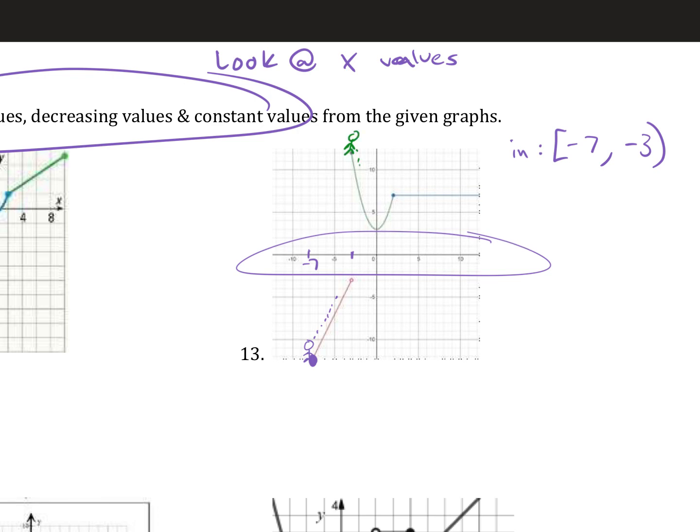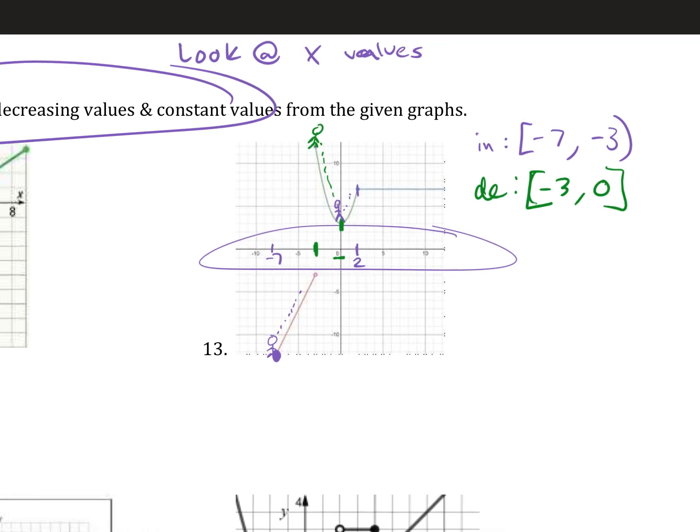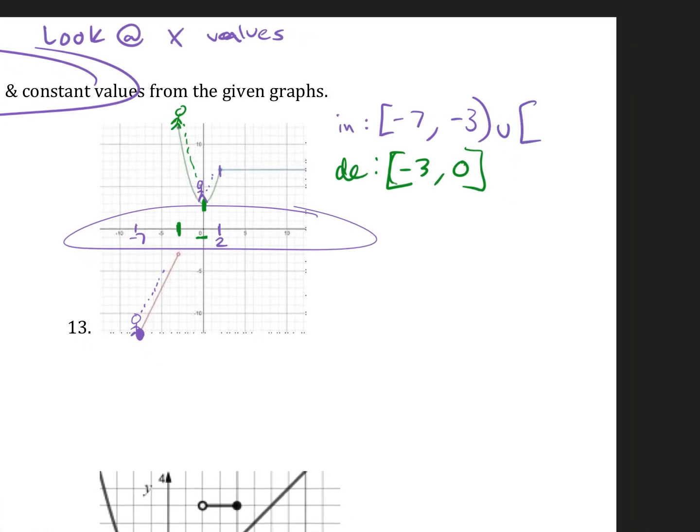Here, would I be walking uphill or downhill? Downhill, so I'm decreasing from -3 to, where do I stop decreasing? What's the x value here? 0. Then from 0, I start increasing again. I walk uphill to what value? To 1. To 2. So we're increasing again from 0 to 2.